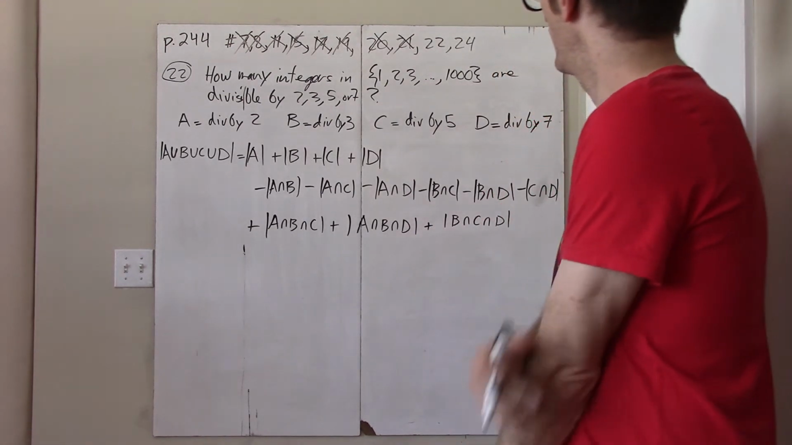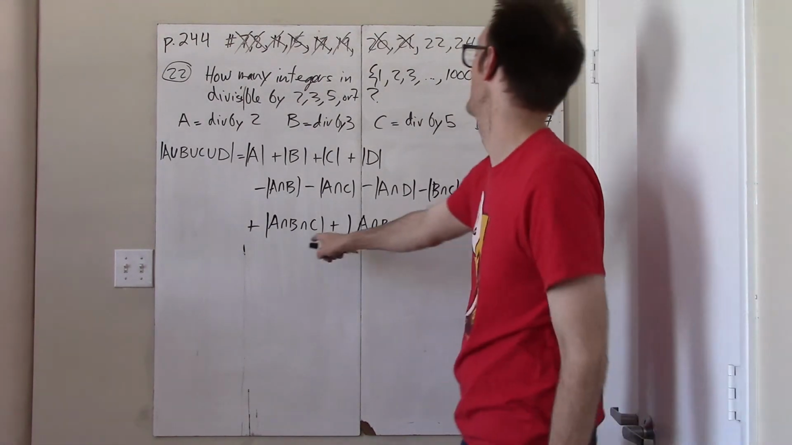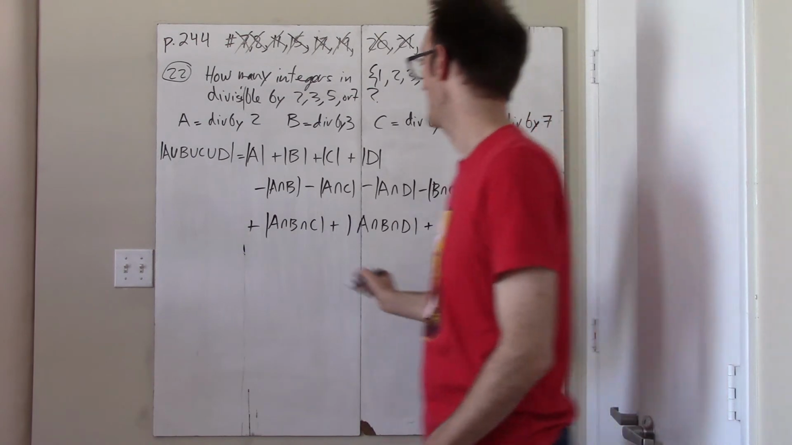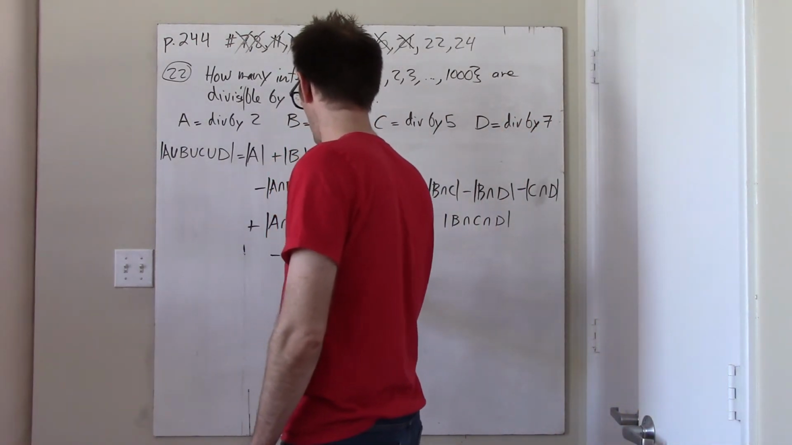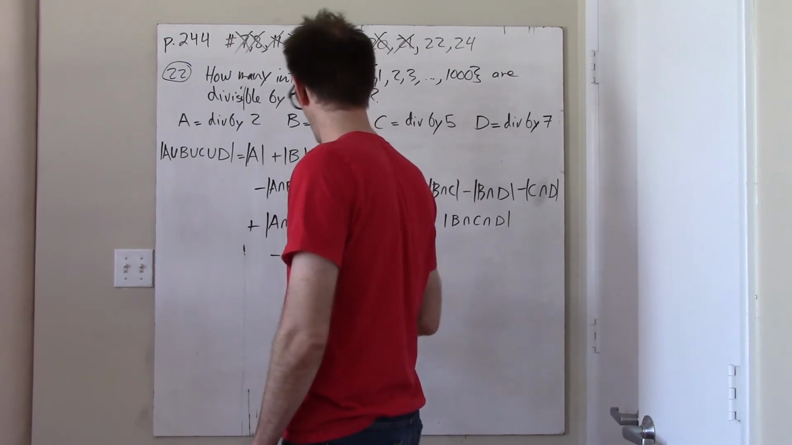Plus B intersect C intersect D, I guess. That's all the 3 triples. Not the D, not the C, not the A. And finally, we subtract all the numbers which are in all of them.